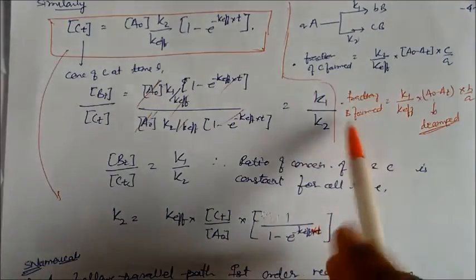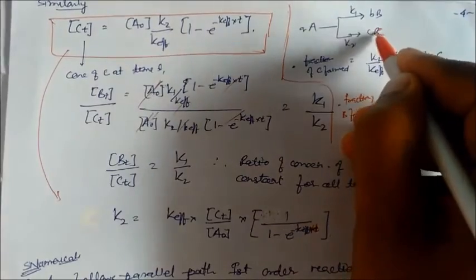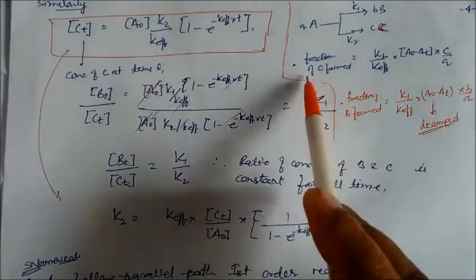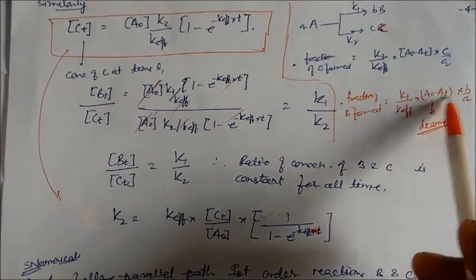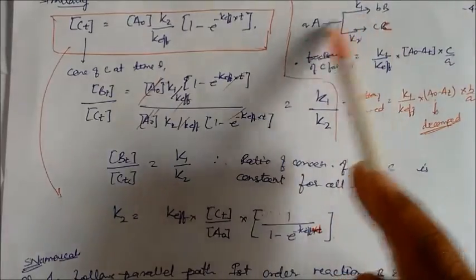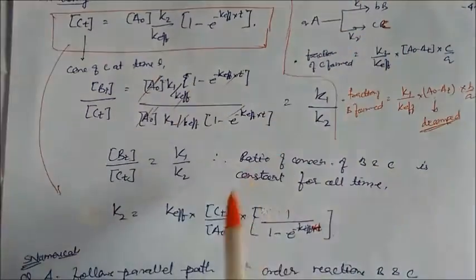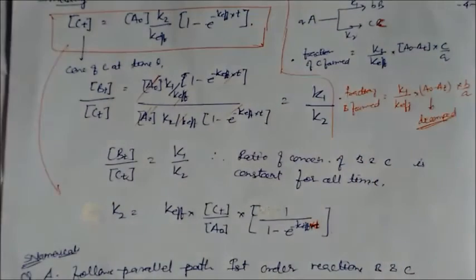Similarly for the fraction of B formed, from the fraction of C, the fraction of B will be K1 into K effective, A naught. So this is the decomposed, and this is B by A. These are the moles of A and B respectively. So this formula is very important for calculating our numericals.